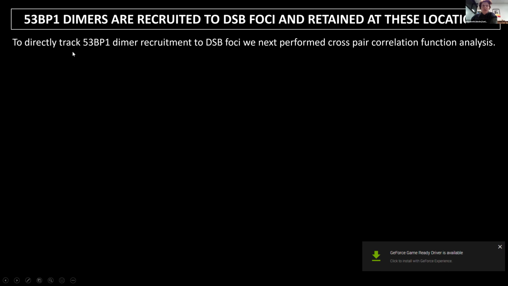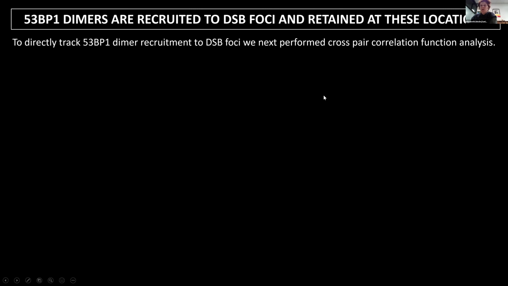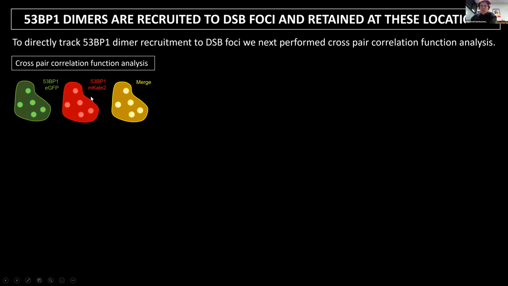So to investigate this, we used the pair correlation analysis, but we used a slightly different version to what I previously presented. In particular, we use something called cross-pair correlation analysis. So now that we know it's the 53BP1 dimer population that's been recruited to the double-strand break site, this is the population we wanted to track in order to understand how this repair factor is biophysically recruited to these locations.